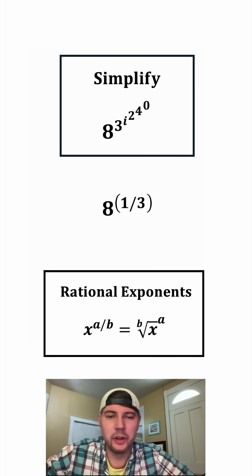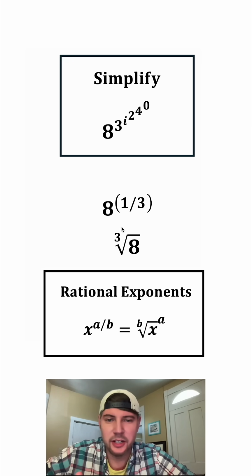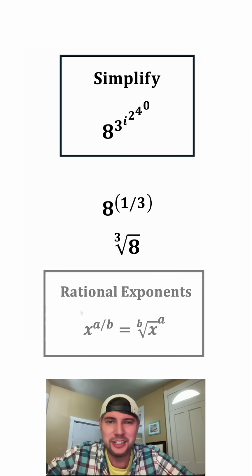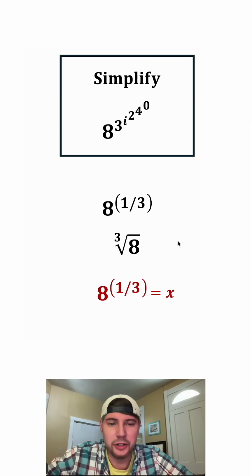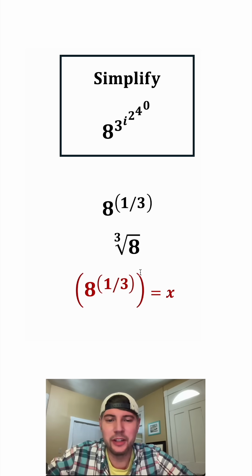So this 8 to the 1/3 can be rewritten as the cube root of 8. This denominator tells us the index of the root. And if you want to see a demonstration for these notes, we can do that as well. We go back to our 8 to the 1/3 power and set it equal to x. I don't really like fractions, so to get rid of this fraction, we can cube both sides of the equation.